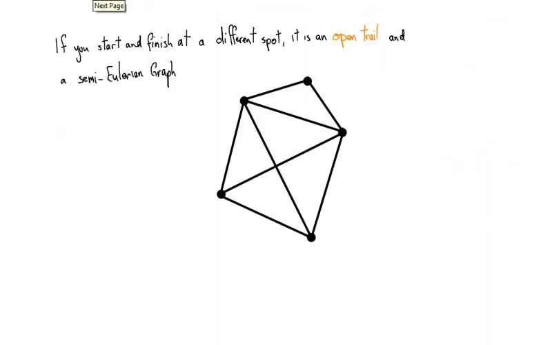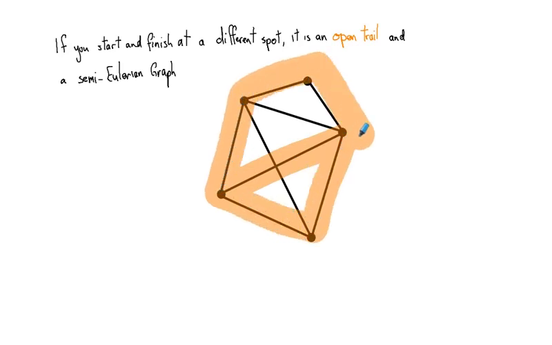If you start and finish at a different spot, on the other hand, it's called an open trail, and it's a semi-Eulerian graph. So if I start here, I can go here, here, here, here, here, here, here, and back down again. All the edges are covered. I only travelled every edge once, but I started here and I finished here. So it's semi-Eulerian.